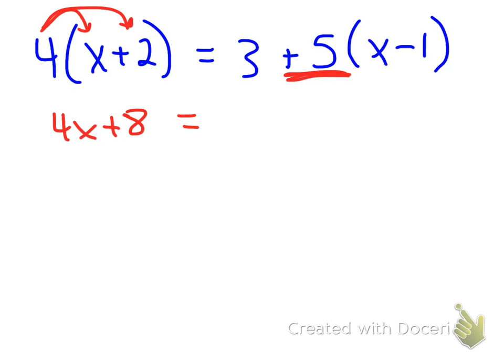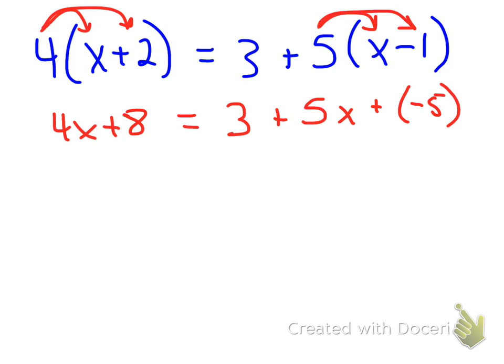I also need to do the multiplication here before I do any addition. So I'm distributing before I add the 3. So I'm going to have a 3 plus, distribute the 5 to the x, and distribute the 5 to the negative 1. So I get plus a negative 5, which you could also write here as minus 5. Either way works.